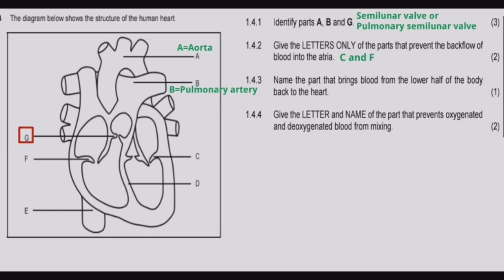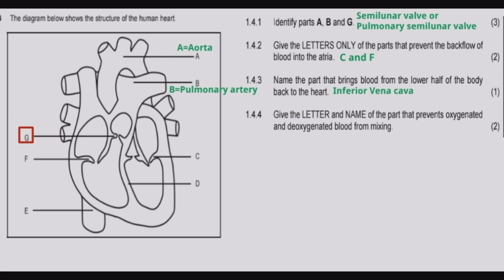Okay, we come to 1.4.3. Name the part that brings blood from the lower half of the body back to the heart. The correct answer here is inferior vena cava. That's the correct answer.